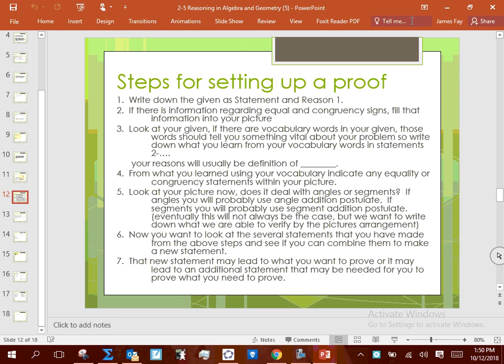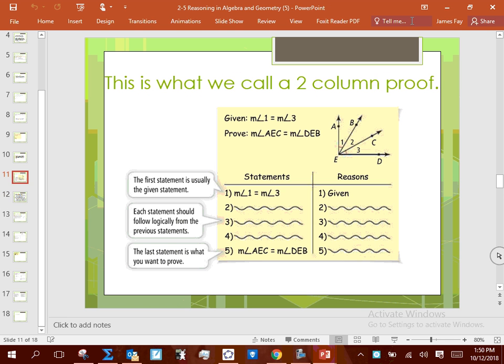The first thing you're going to do is write down the given statement and reason one. So we're going to look at our problem. Eventually here we're going to do this proof. So we would look at the given up there at the top, which says measure angle 1 equals measure angle 3. Then that becomes statement 1 and it becomes reason 1. Reason 1 is given. It was provided for me. I've got to start with something, right? To build any type of structure, you have to start with something. We have to be provided with something. That's what we're provided with.